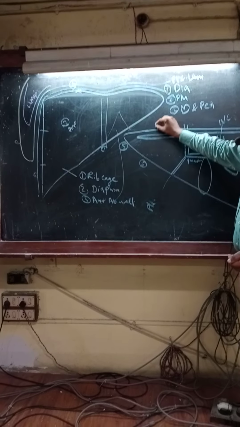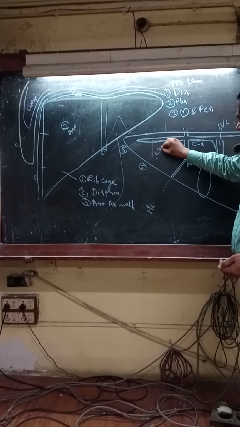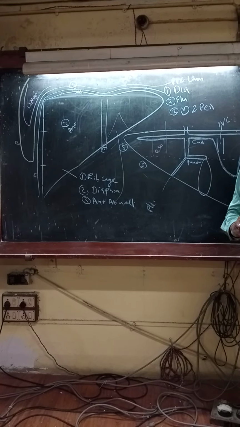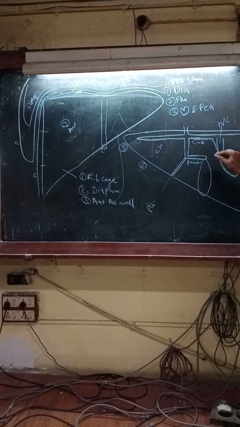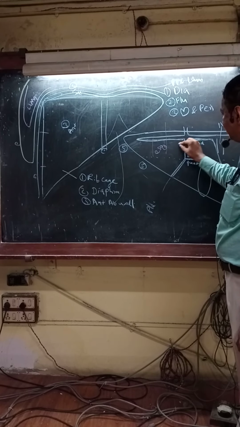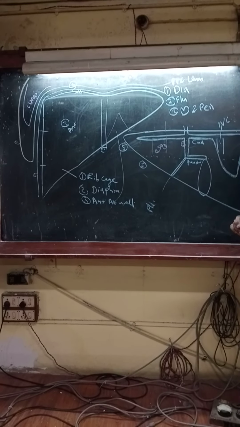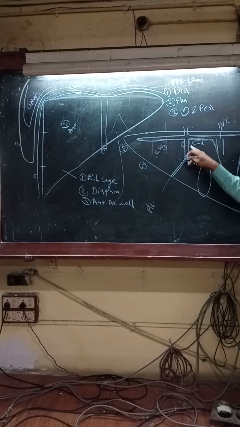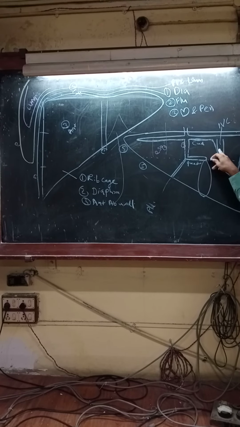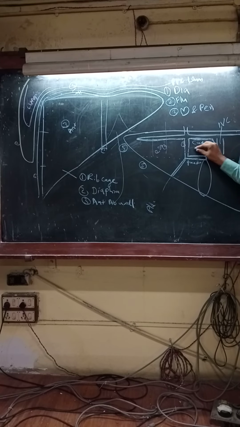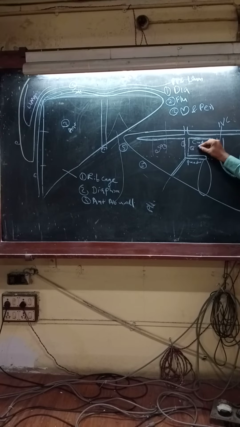Now let's talk about the relations of the posterior surface. On the posterior surface, here will be the impression of the esophagus. Then the fissure for ligamentum venosum. The boundaries of the caudate lobe are the fissure for ligamentum venosum and the portal vein, and the IVC.